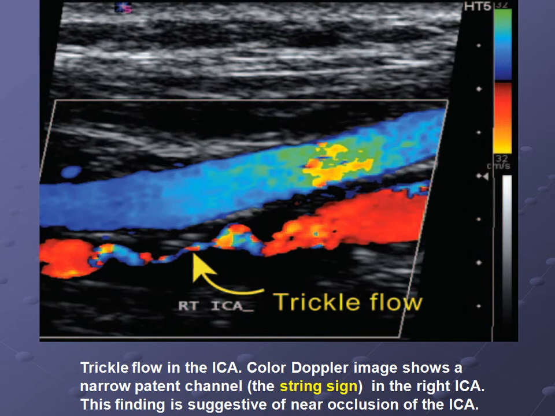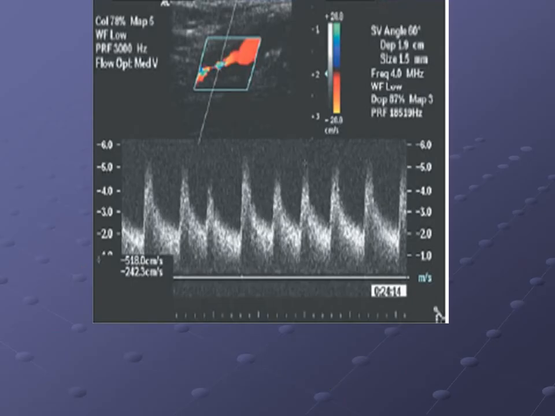You can use power Doppler also, or you can use color Doppler as you like. Color Doppler will be more sensitive. Power Doppler. Okay? Again, trickle flow, you can see here. You see the measurement of the velocity is low velocity. It's about 5 centimeters per second, because the stenosis is very severe, like 99% maybe.